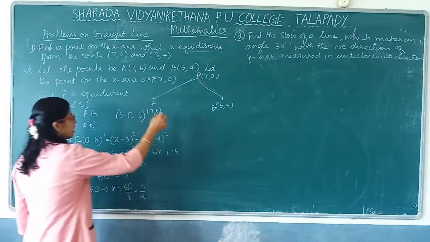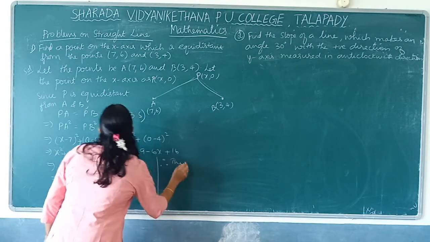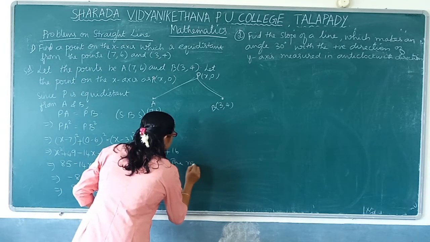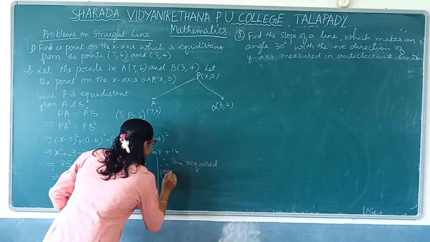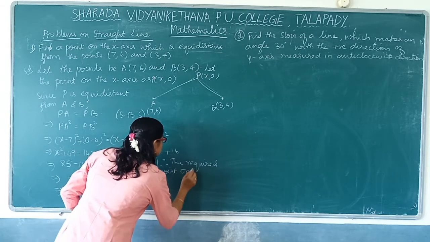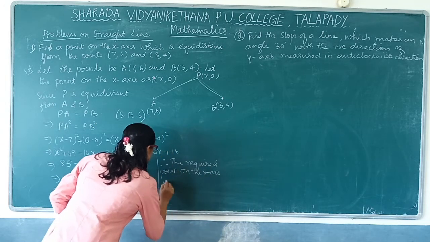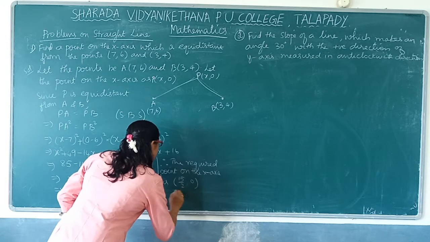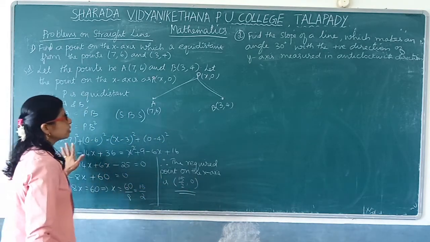So apply that value here. What do we get? Therefore, the required point on the x-axis we want, isn't it? The required point on the x-axis is, which is that point? 15 by 2 comma 0. This is the coordinate of the required point. That is how you have to answer this question.